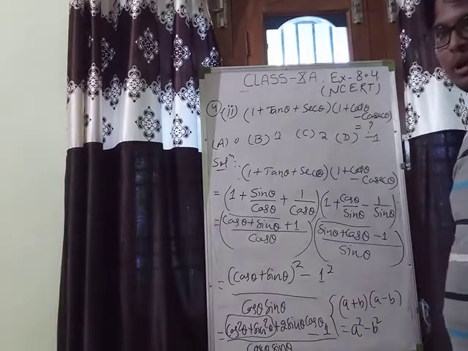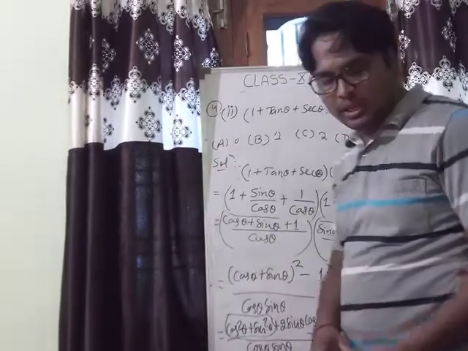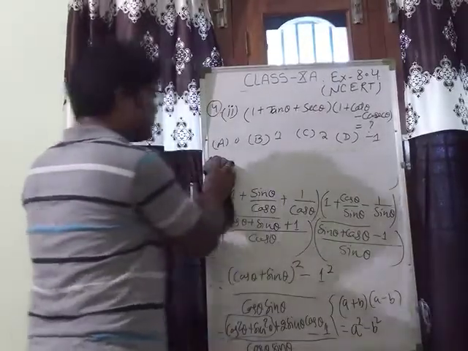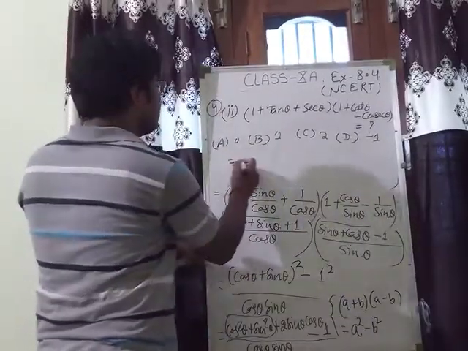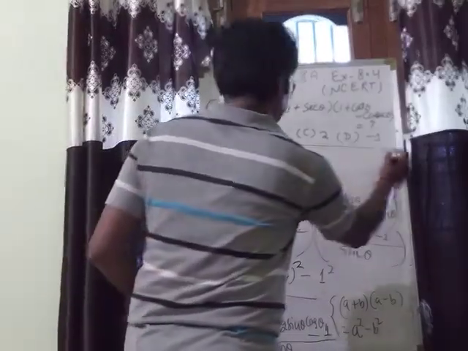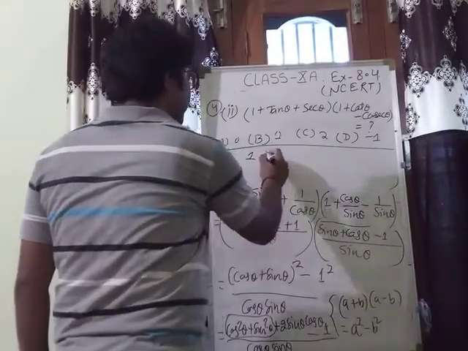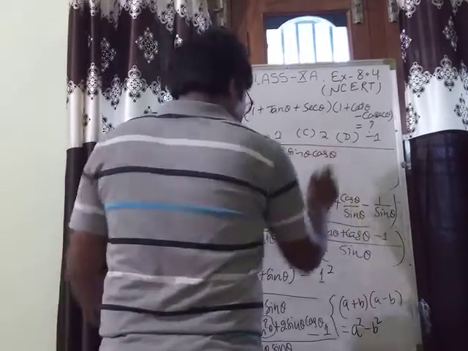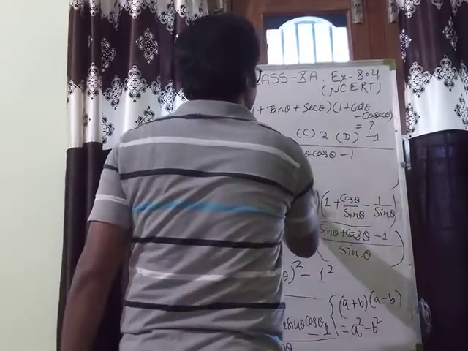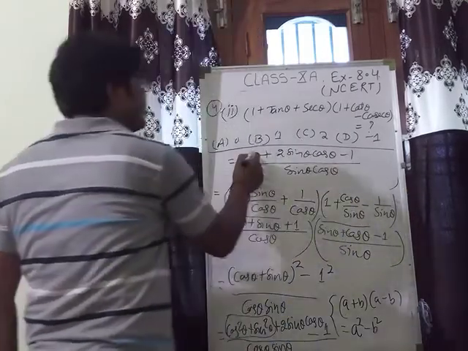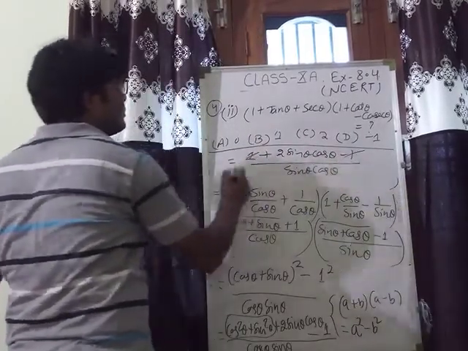Now see your list of the identities. Cos square theta plus sin square theta is equal to 1. So this can be written as 1 plus 2 sin theta cos theta and minus 1 upon sin theta cos theta. Okay? So this plus 1 and minus 1 will be cancelled.